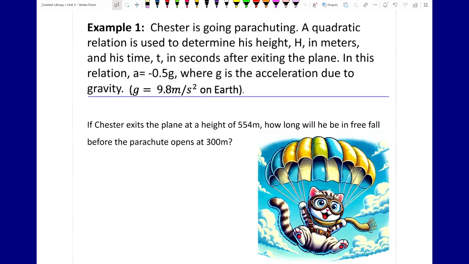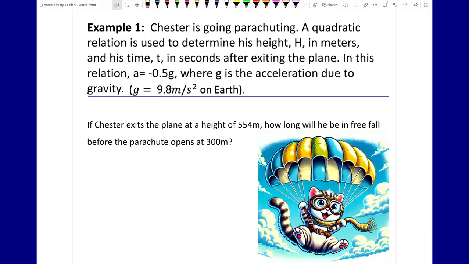So in the first question, Chester is going parachuting. A quadratic relation is used to determine his height h in meters and his time t in seconds after exiting the plane. In this relation, a is equal to negative 0.5 g, where g is the acceleration due to gravity, 9.8 meters per second squared on Earth. If Chester exits the plane at a height of 554 meters, how long will he be in free fall before the parachute opens at 300 meters?